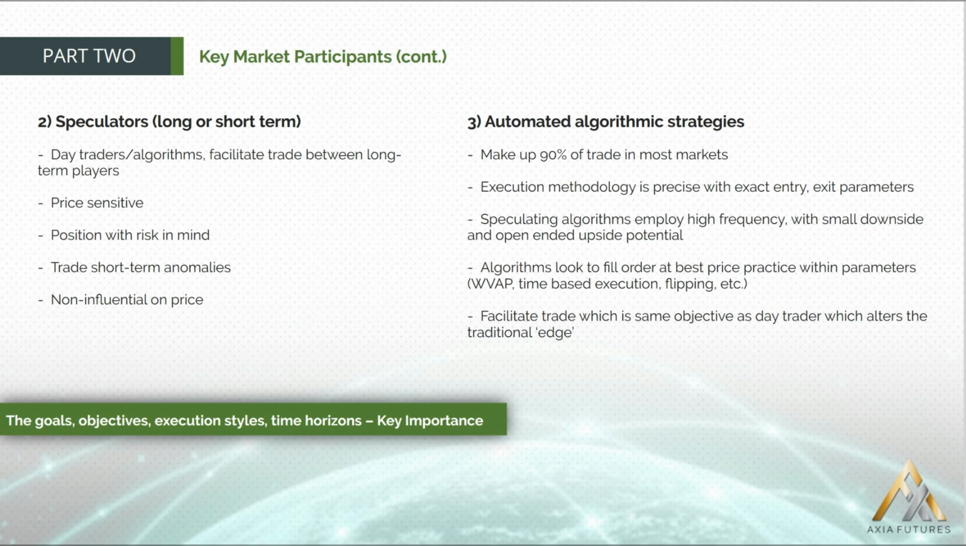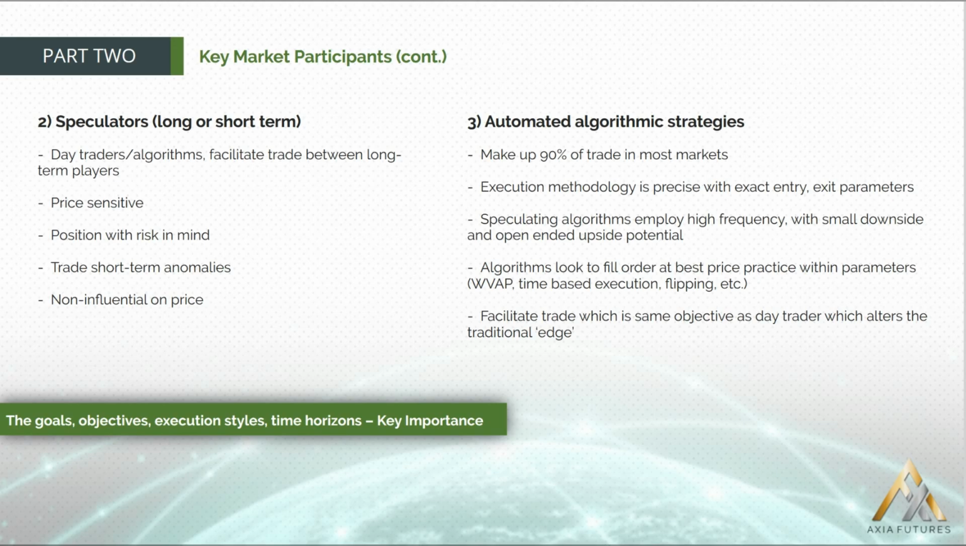Speculators tend to position with risk in mind. So they tend to enter at one point, but they do have a point where they exit the position or take the opposite side of the position to get out. Again, important to understand, as sometimes it's speculators that are moving prices up and down as opposed to paper commercial participants.